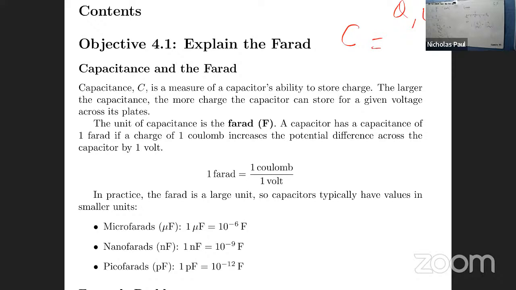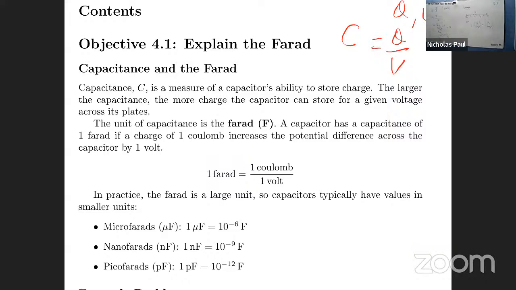And you will see that capacitance is charge over voltage, if you like. So capacitance is charge over voltage. Are you okay with that?